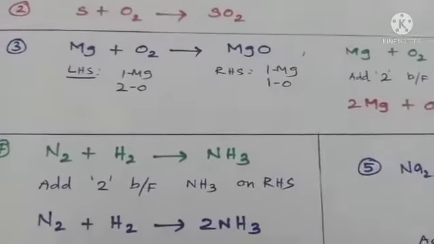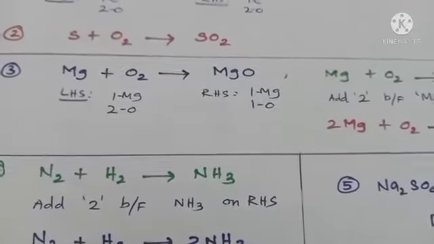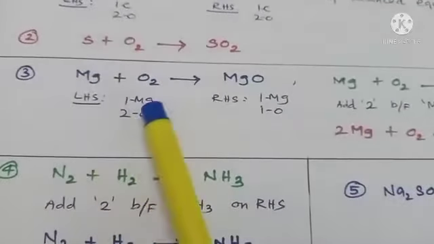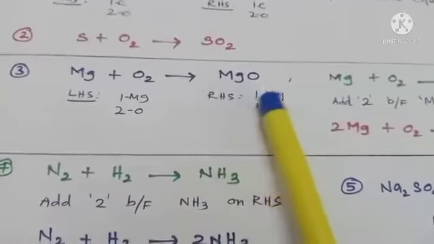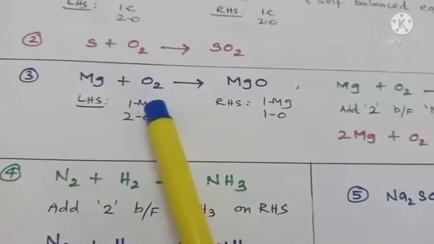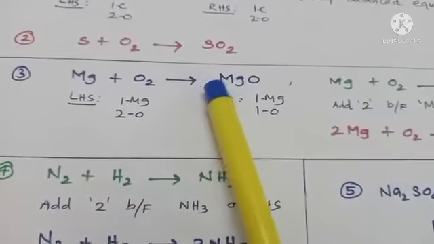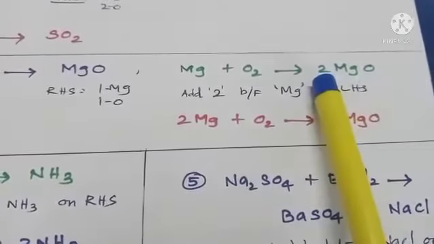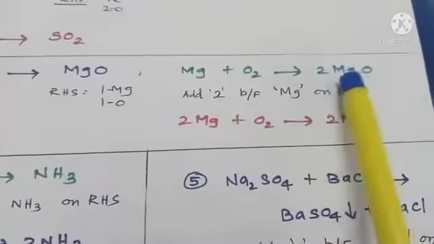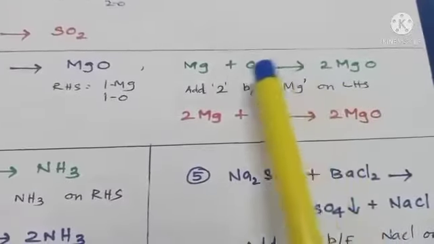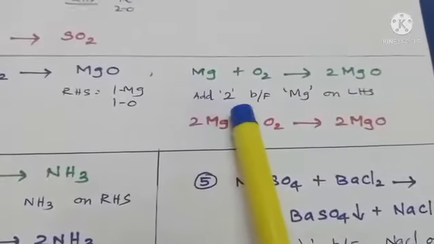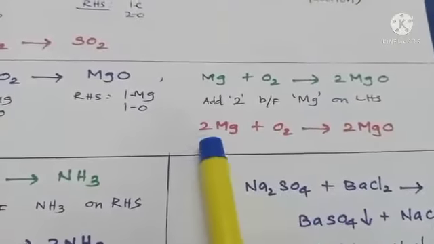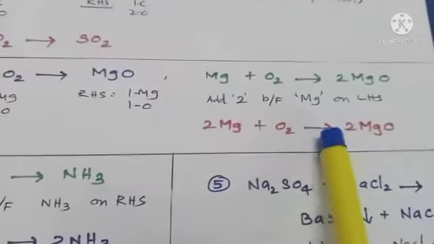Okay, we go for the third example. Magnesium on combustion in oxygen gives magnesium oxide. So magnesium symbol Mg plus O2 gives MgO. Now on the left hand side, one magnesium and two oxygen atoms are there. Right side, one magnesium and one oxygen. First we have to balance oxygen, so we write 2 before MgO. Once you write 2 before MgO, the number of magnesium atoms also becomes 2 on the right side. So on the left side, before Mg we have to add 2 to balance magnesium on either side, isn't it? So finally we get 2 Mg plus O2 gives 2 MgO.